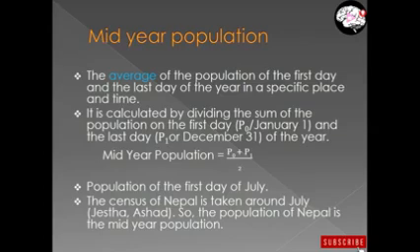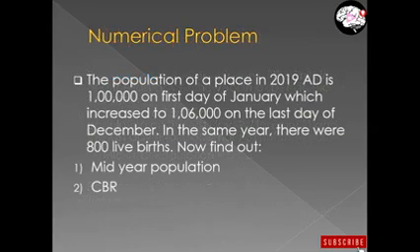So the population of Nepal is the mid-year population. Now here is a numerical problem. You can see it and practice it yourself. The population of a place in 2019 AD is 1 lakh on the first day of January, which increased to 1,06,000 on the last day of December. In the same year, there were 800 live births. Now find out first the mid-year population, second the CBR. Please copy this question and try it yourself.